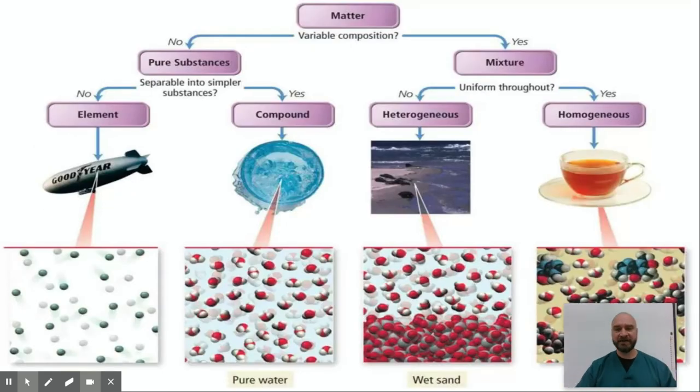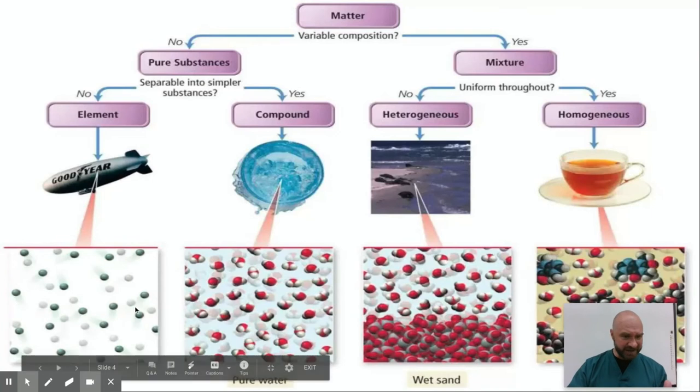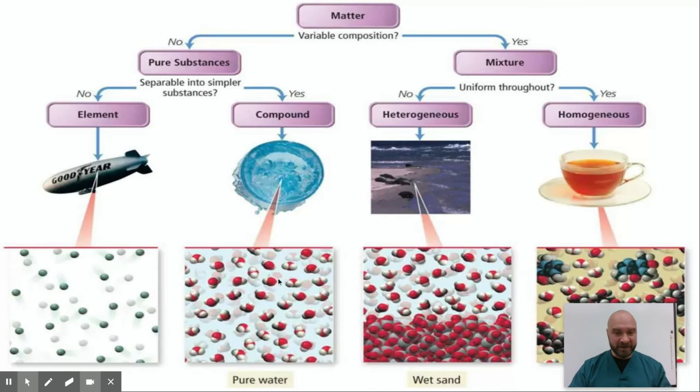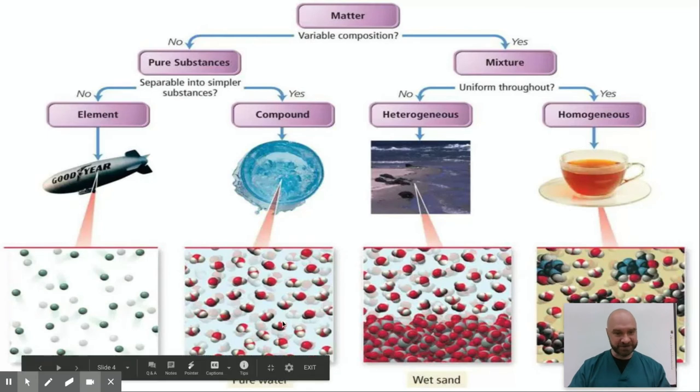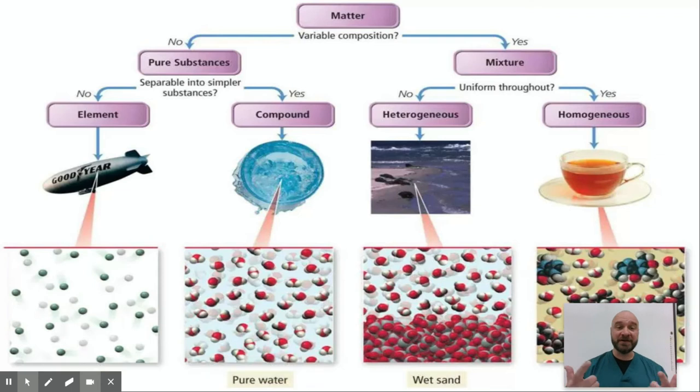Another way of looking at it is right here. So same thing, matter is broken down into pure substances and mixtures. Pure substances can either be elements where all the atoms are the same. And by the way, these are lighter color because they're like shadows or something, but these are all the same elements. They're all the same type of atom. So it's pure. Here we have a compound. They're all the same compound. All the molecules here are the same. Because there's only one kind of substance, it is considered a pure substance.